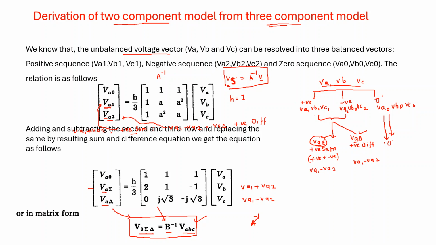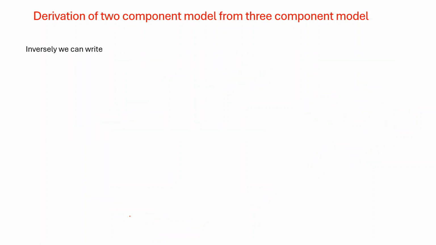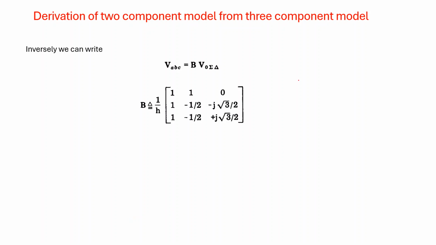Simply, in the three component model, the second row and the third row are added, and we get this second row. The second row and the third row are subtracted, and we get this third row. That is called the two component model. So inversely we can write V0 summation delta is equal to B inverse into VABC. If you take this to this side, it becomes B. So this is what we have here in this equation.